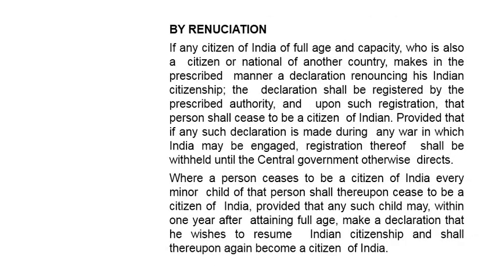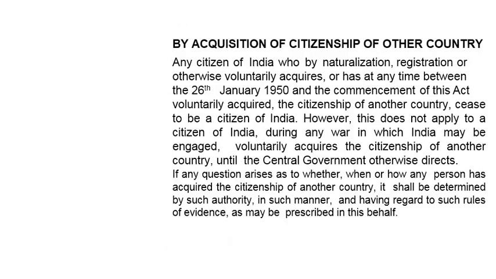The termination of citizenship, the first part is by renunciation. If any citizen of India of full age and capacity who is also a citizen or a national of any other country makes in the prescribed manner a declaration renouncing his Indian citizenship. In short, by renunciation means if I have the citizenship of one country and I don't want the citizenship of India, then I will just cancel it by making an application or by declaring to the prescribed authority that I am acquiring this country's citizenship. I don't want Indian citizenship. This is written in termination of the citizenship by renunciation.